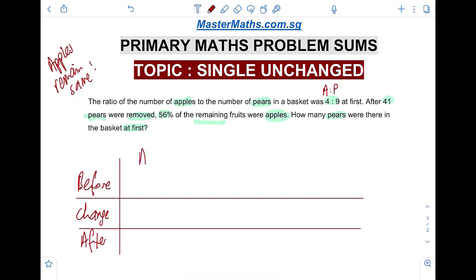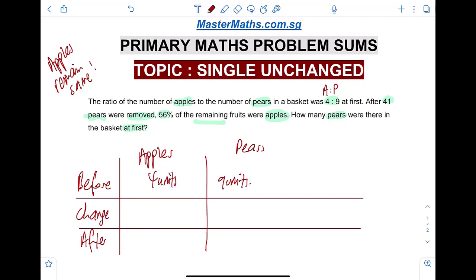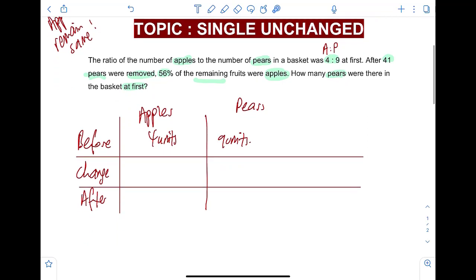So you have apples and pears. Before, this will be 4 units. This will be 9 units. Okay, so in the end, 56% of the remaining were apples. So what is 56% in fraction? Change that first. 56 out of 100.